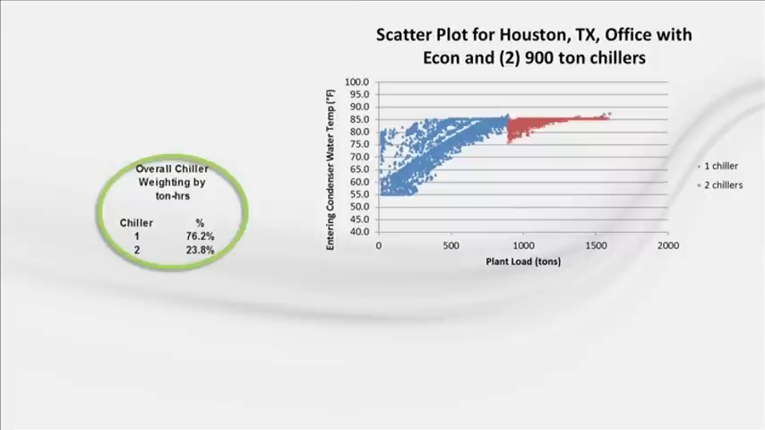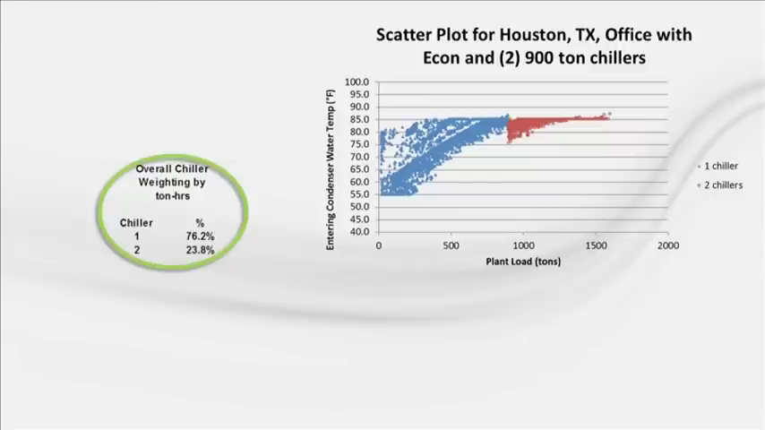The chiller plant loading and entering condenser water temperature are as shown. Each blue data point on the left side of the data map represents an hourly condition where a single chiller is sufficient to meet the plant load. The smaller grouping of red data points to the right start above 900 tons and represent those operating conditions where both chillers are needed to run.